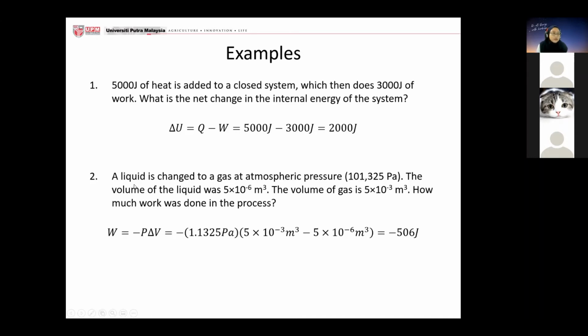Compare that to this one. You have a liquid that is changed to a gas at constant pressure, and the volume was this, and it changes into this one. How much work is done in the process? This is how you are going to calculate that. Notice that this is negative, which means the system, which was a liquid before and is now a gas, is doing the work.